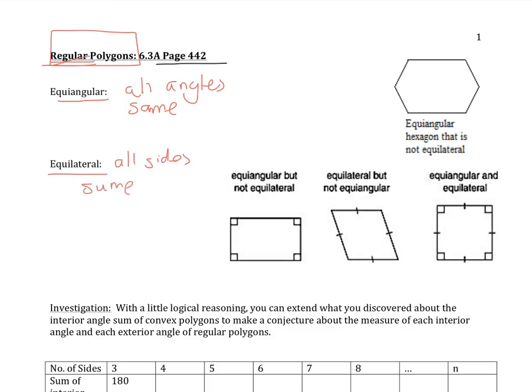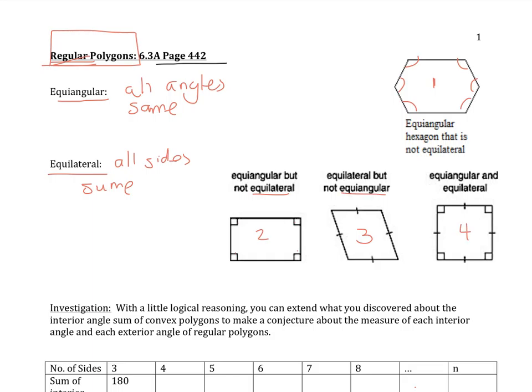So now there's a few pictures here. This first one shows a hexagon, and it is equiangular. So these angles are all the same, but it's not equilateral. The sides are not all the same. This second one looks like a rectangle, and it is. A rectangle is equiangular, all the angles are the same, but it is not equilateral. The next one is a rhombus, and a rhombus is equilateral, all the sides are the same, but it is not equiangular.